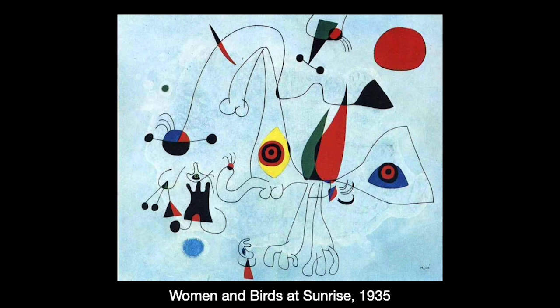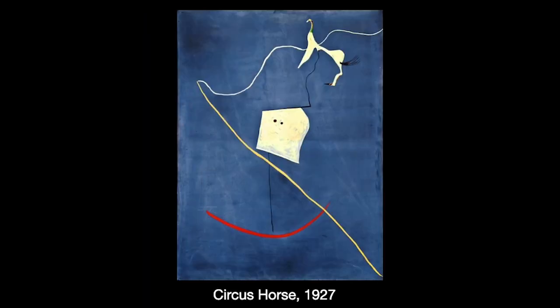Abstract or surreal as they might be, we are still able to recognize a theme or various forms in his artwork. For instance, in The Circus Horse, we see a blue backdrop representing the stage in which the horse is performing on, and the ringmaster's yellow whip crisscrossing the image.